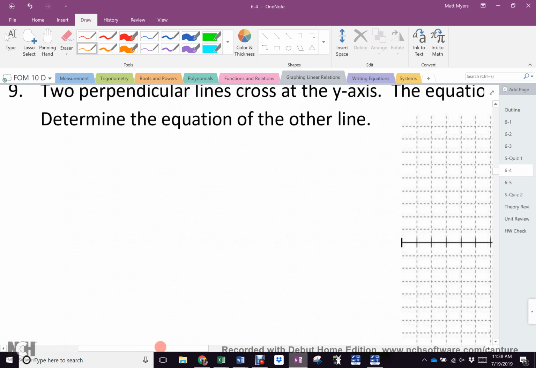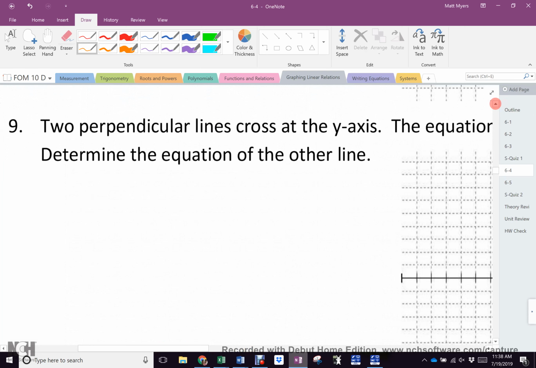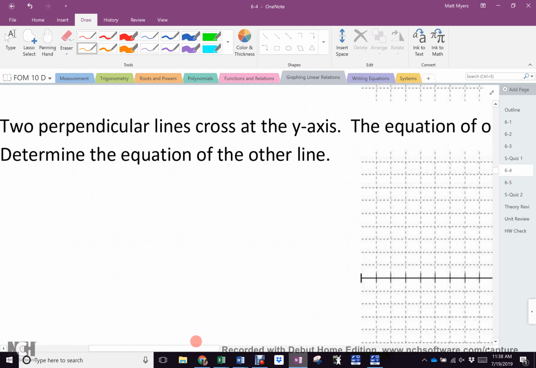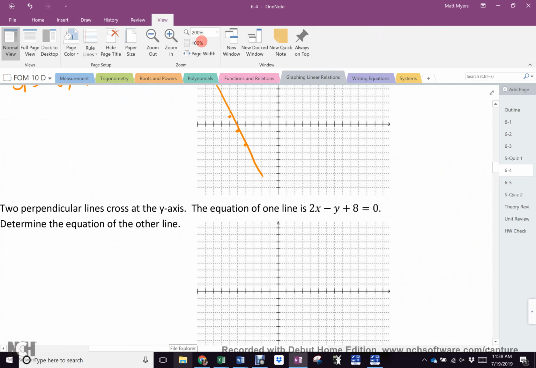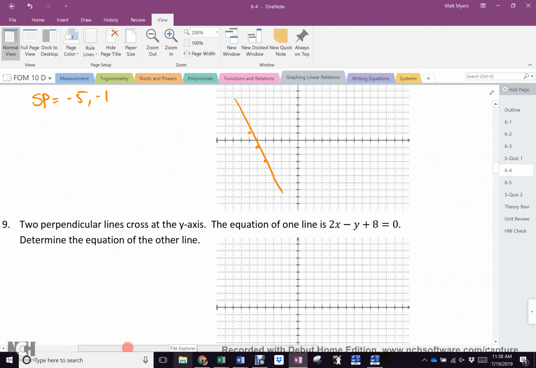This one is tricky. Read that sentence or those instructions and tell me what is important in there.